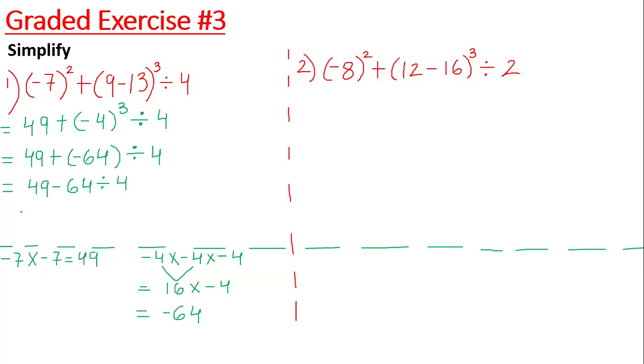Negative 64 divided by 4 is what? 16. 49 minus 16. I'm sorry, 64 divided by 4, which is 16, right? Yes, 16, not 64. Because 64 divided by 4 is 16.